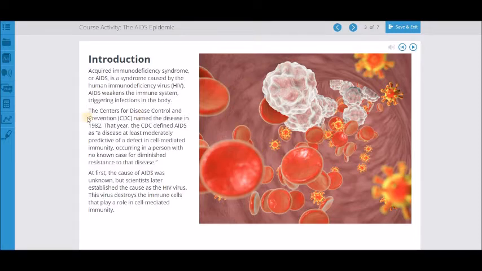HIV was first kind of named in 1982. That's almost 40 years ago. I remember that when I was a kid.